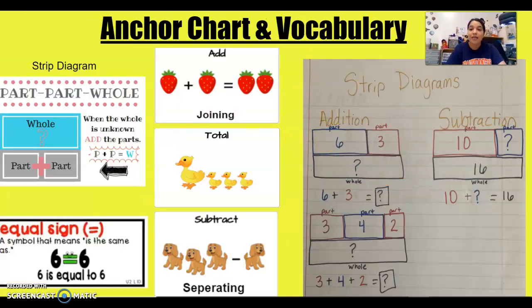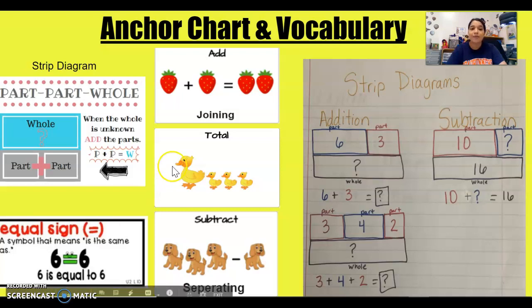Our first vocabulary word is strip diagram. In our strip diagram, we have three different sections. We have our parts and our whole. When we don't know our whole number, we add both parts. Next, we have equal sign. Equal sign is a symbol that means the same. So right here, we have 6 equals 6 because 6 and 6 are the same numbers and they have the same value.